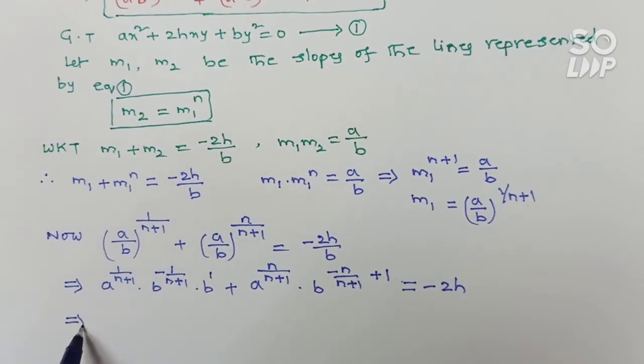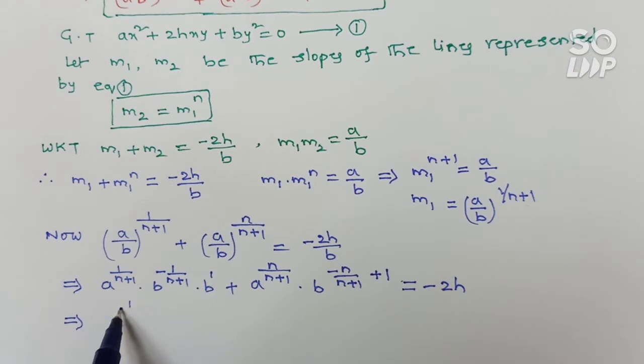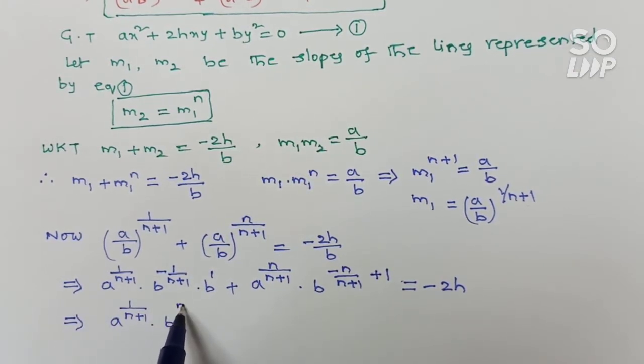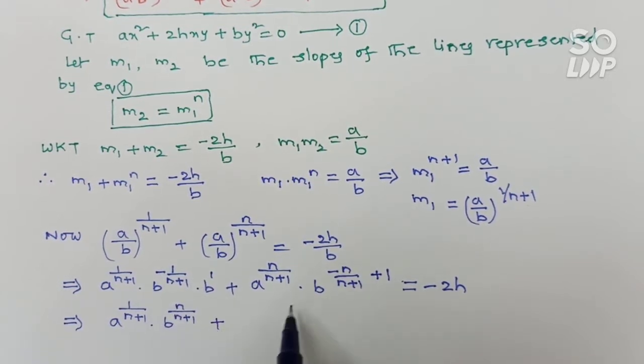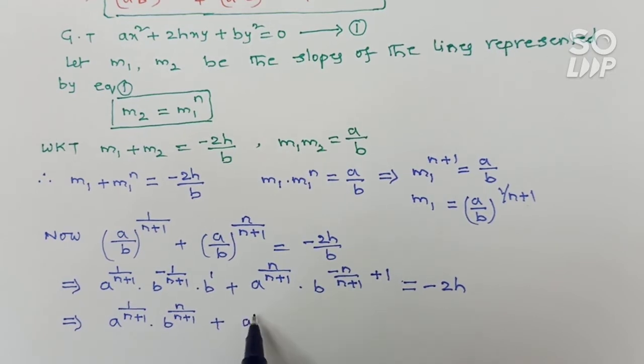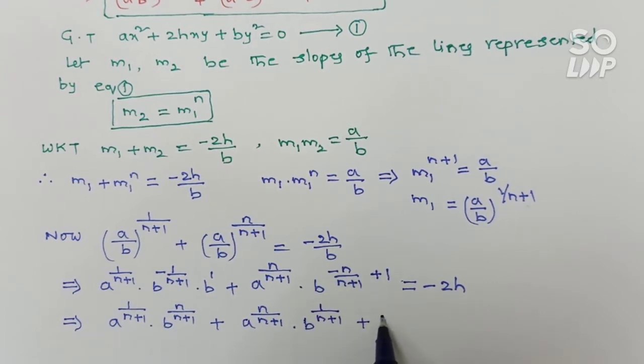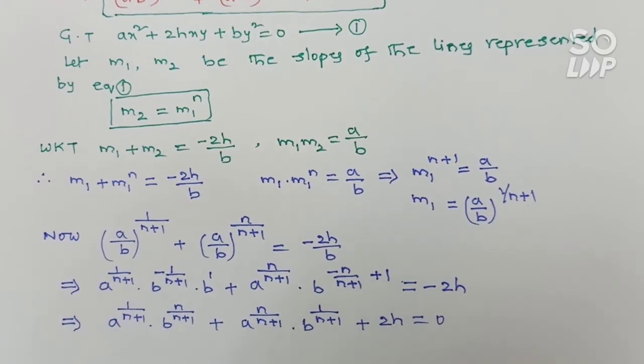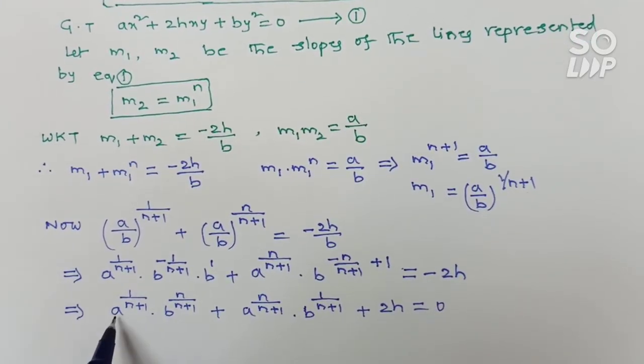Then it becomes a power 1 by n plus 1 into b to the power of n by n plus 1, plus a to the power of n by n plus 1 into b to the power of 1 by n plus 1, plus 2h equals 0. Now in the first two terms you can take a into b.